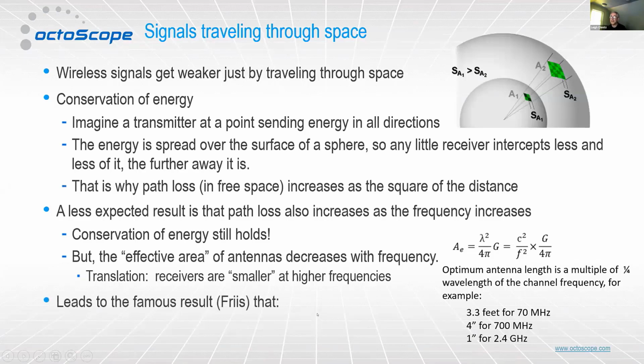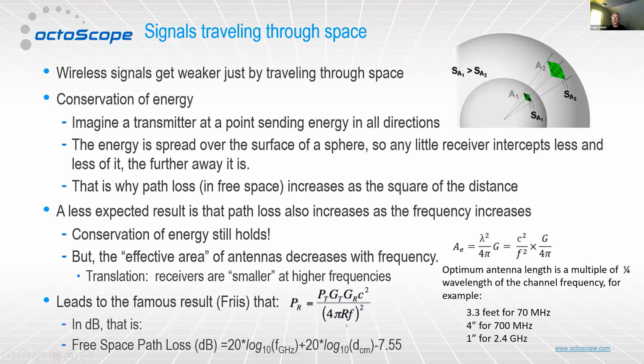So that is what gives us the very famous, actually, result for path loss. What this equation says is that the amount of energy you receive is related to the amount of energy you start with at the transmitter, and then it's inversely proportional to the distance squared and the frequency squared. And if you want that in the more commonly used format in dB, it looks like this one, where the frequency is in gigahertz, the distance is in centimeters, and this will give you the path loss in dB.